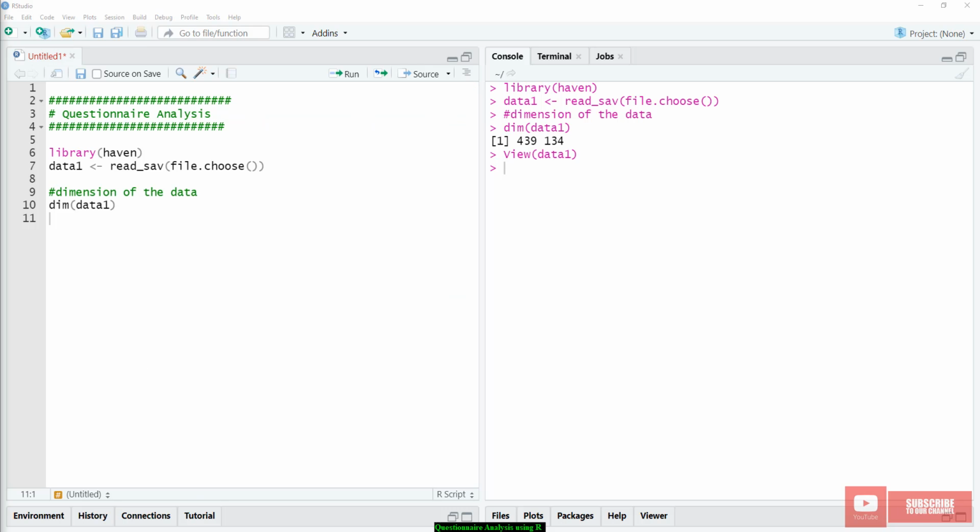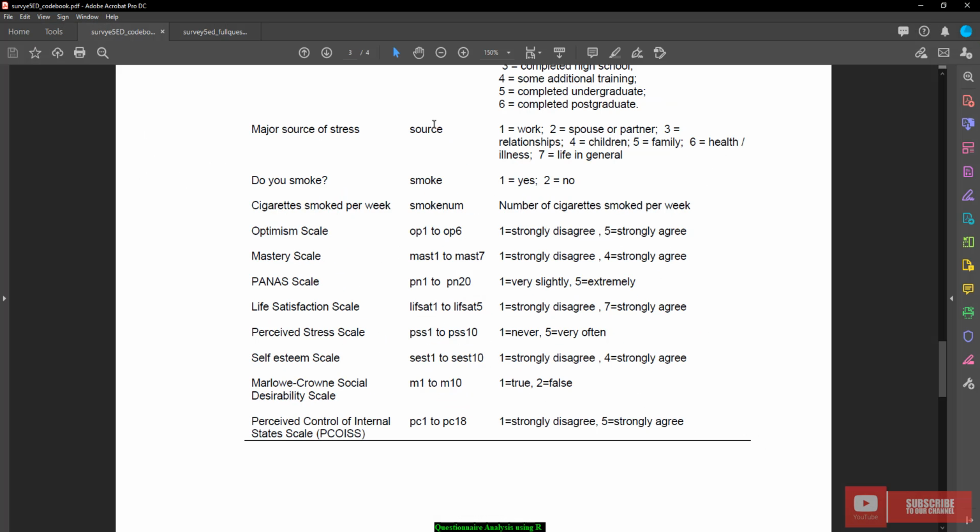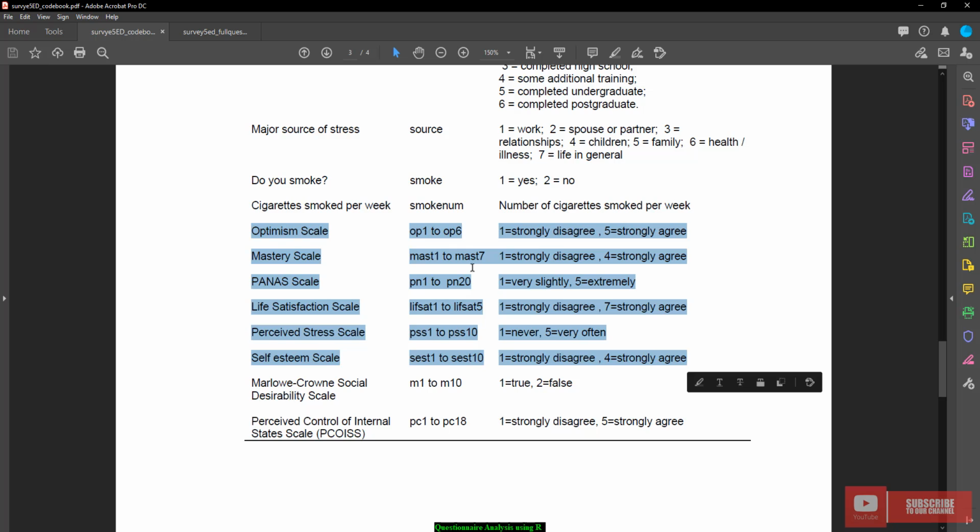Okay. So now kita nak tengok, since dia ada missing value, right? Tapi tak apalah, kita rectify later lah, right? So now, apa yang nak buat? I nak keluarkan semua dimension ni, semua subsection ni. I nak keluarkan optimization scale, I nak satu objek. Mastery scale, I nak satu objek. Panas scale, satu objek. Life satisfaction scale, satu objek.